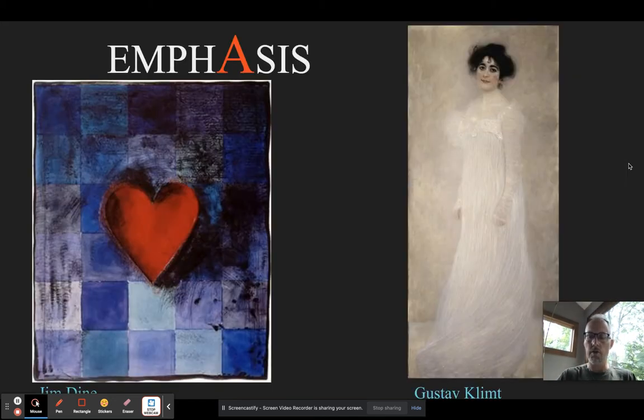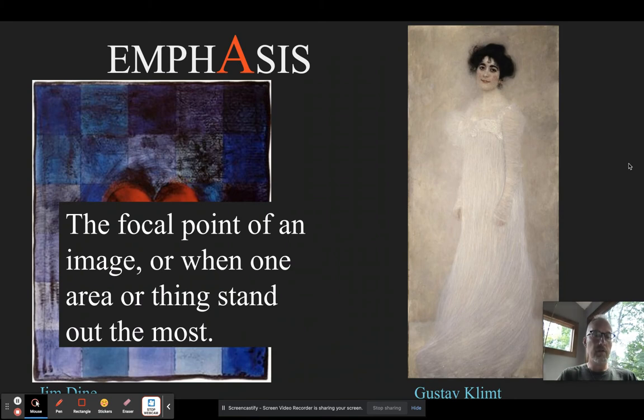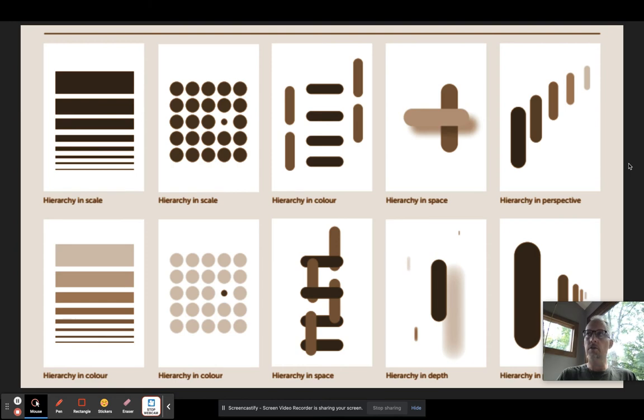Emphasis. Emphasis is where you want your eye to go. What do we want to point out in these pictures? Here we have Jim Dine and Gustav Klimt paintings here, and both have very specific emphasis. The focal point of an image is when one area or thing stands out the most. In graphic design, we have all kinds of ways that we can move emphasis and get the viewer to look at something that we want them to. We can use scale, we can use color, we can use space, we can use perspective. In addition, you can think about visual graphics, and you can use motion and animation and proportion and moving things that can draw our attention as well.